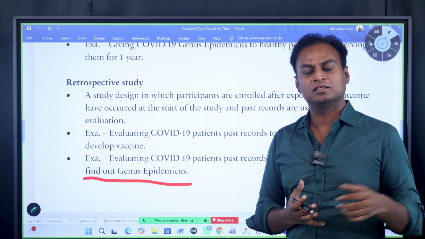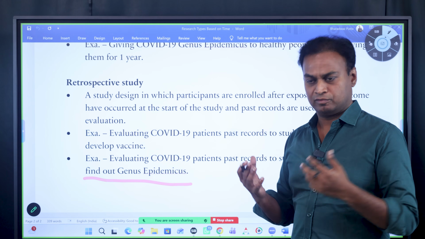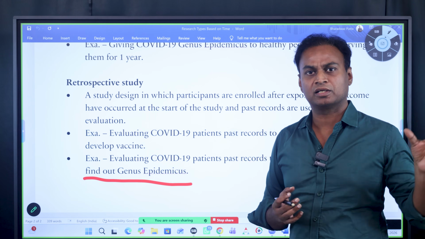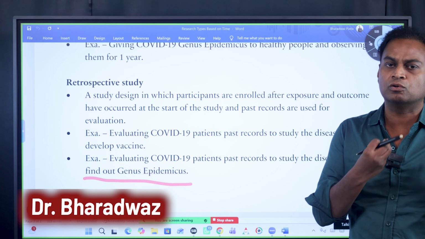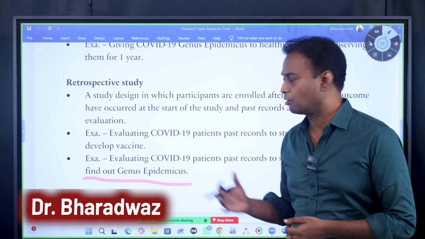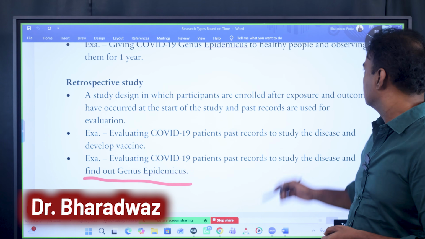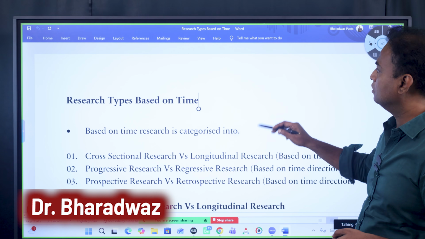Somewhere in North India some epidemic has happened. Homeopathy doctors from all over India are called to that particular place and they are given the records of the patients. These guys will go and check those reports and come up with the genus epidemicus. This is commonly happening in homeopathy. So in this way, the research can be classified based on the time.